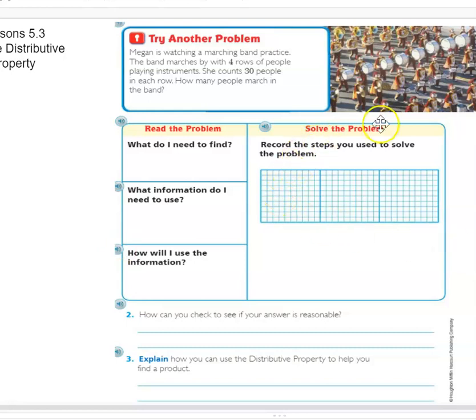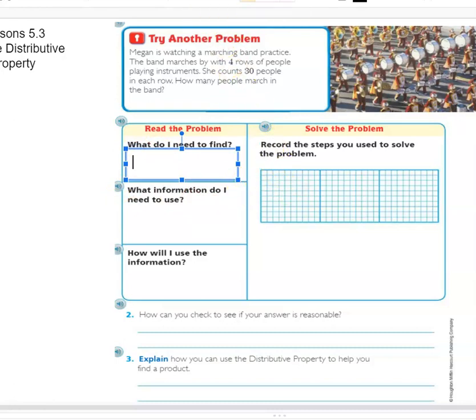Again, we're going to be thinking of rows of people. And so we have Megan. She is watching a marching band practice. The band marches by 4 rows of people playing instruments. She counts 30 people. Wow, it's a lot of people. 30 people in each row. How many people march in the band? So right now I'm picturing 4 rows of people, 30 in each row. Okay, so if I visualize that, it usually helps me.